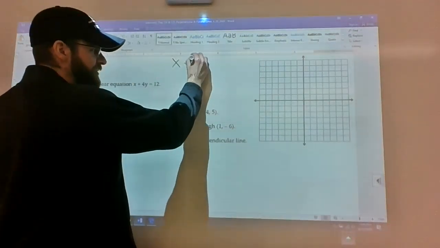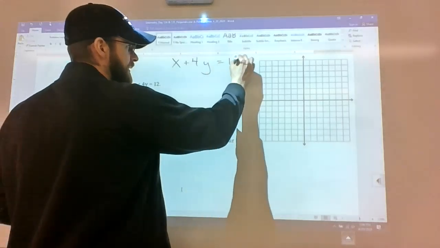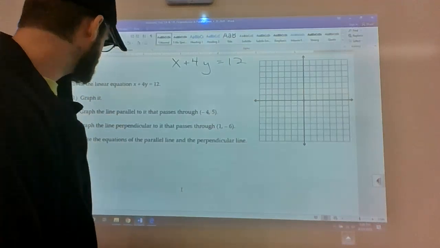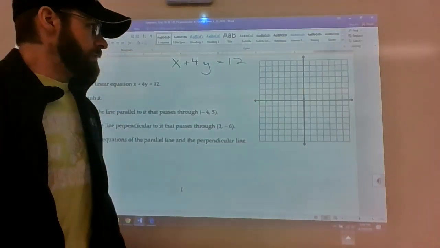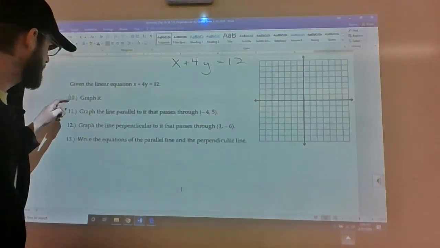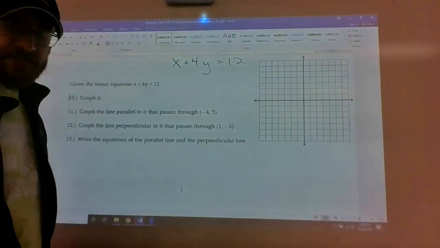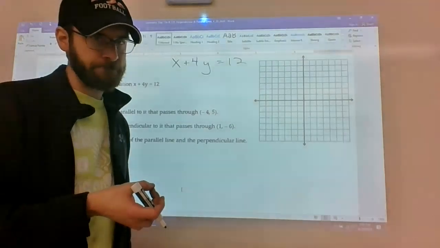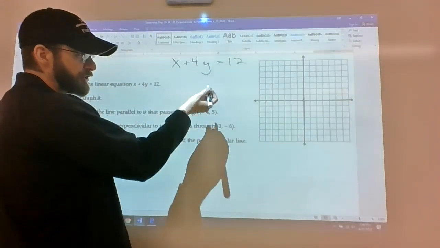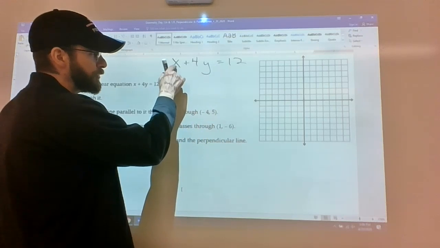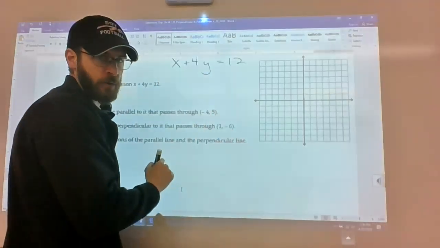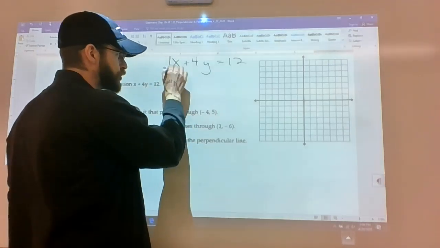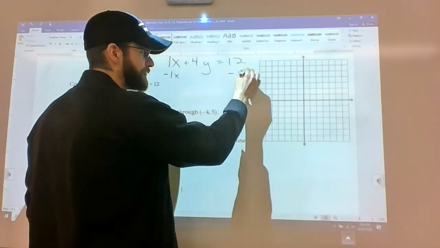The equation given to you is not given to you in that template, y equals mx plus b. So here's what we do. For the first part, to graph this, you need to make it look like y equals mx plus b. So in order to do that, I need to move this x term to the right-hand side of the equation. I'm also going to put a 1 in front of the x. So I'm going to subtract it from here and from here.